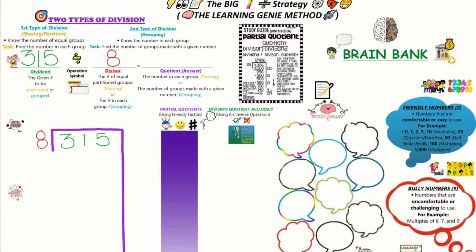The opposite of friendly numbers are bully numbers. Ew, they're angry and mean. They're uncomfortable and challenging to use. For example, multiples of 6, 7, and 9.